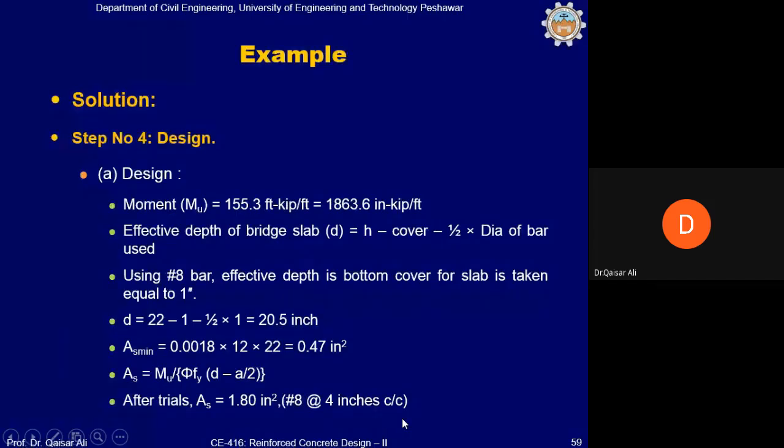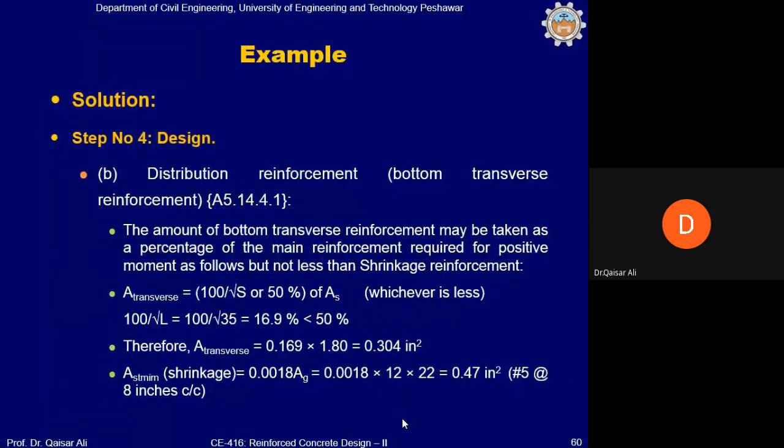Distribution reinforcement or bottom transverse reinforcement. According to AASHTO 5.14.4.1, the amount of bottom reinforcement may be taken as a percentage of the main reinforcement required for positive moment as follows, but not less than shrinkage reinforcement. 100 divided by square root of S, S is 35. 100 divided by square root of 35 is 16.9%, and 50%. So 16.9% is less than 50%, we will use 16.9% because the least value shall be used.